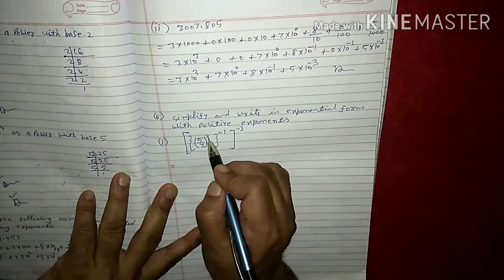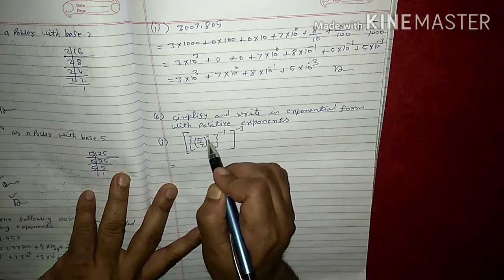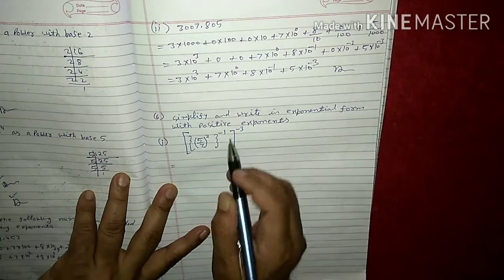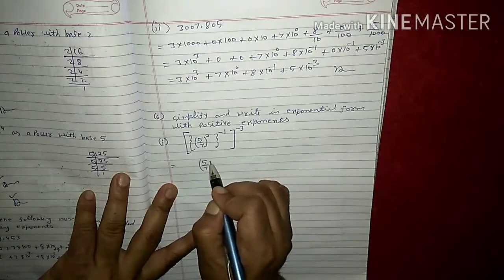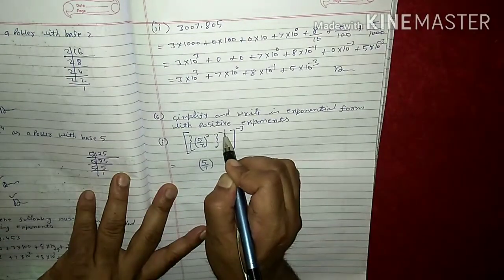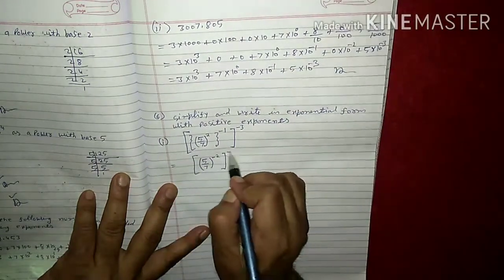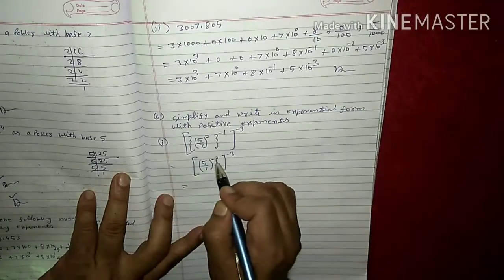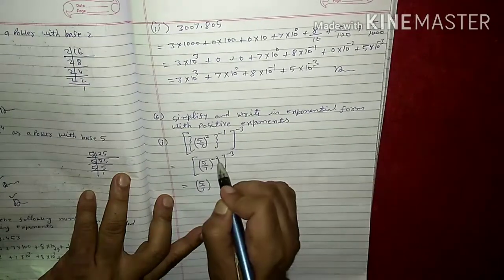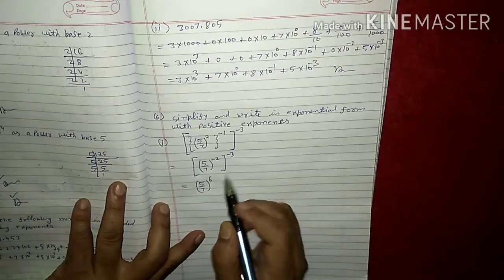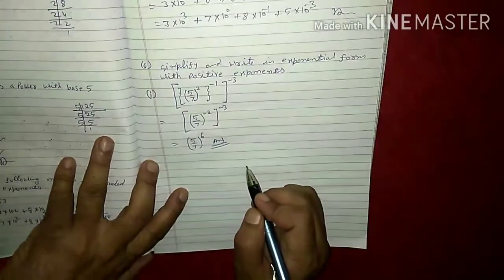So this is the power and this is the power. You have to multiply these powers. Minus times minus will be plus: 2 multiplied by minus 1 multiplied by minus 3, so it will be (5/7) whole power 6. So your right answer is (5/7) whole power 6, right students?